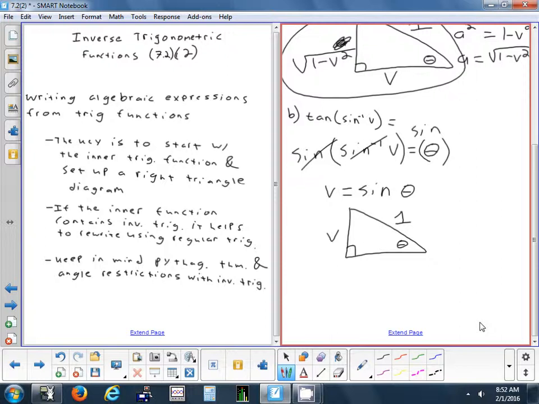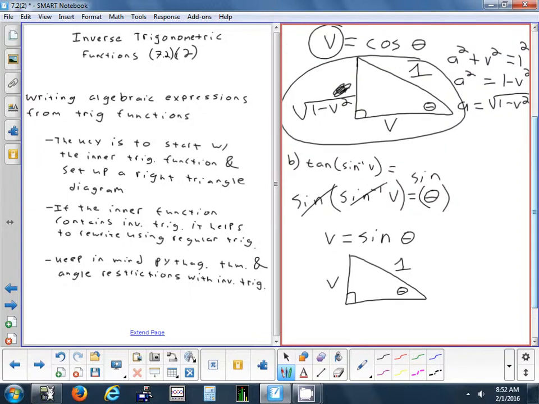And now my last step for the diagram is to do the Pythagorean theorem. I'm going to end up getting the same thing I got last time. Square root of 1 minus v squared. Does anyone want me to go through that again? No. It's going to be the same thing. All right. Now we can answer the original question, which says find the tangent of the inverse sine.